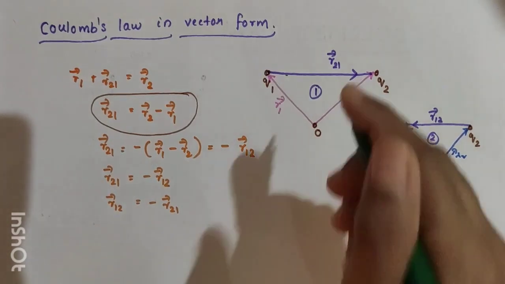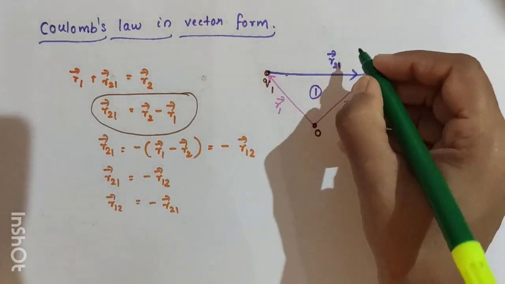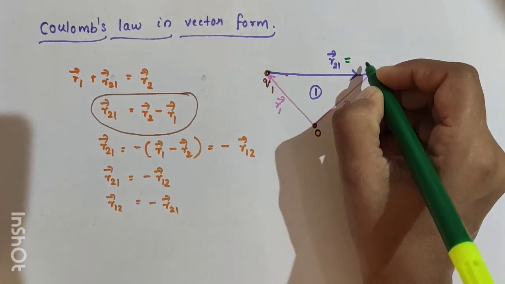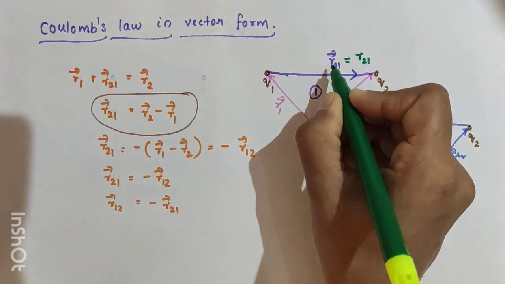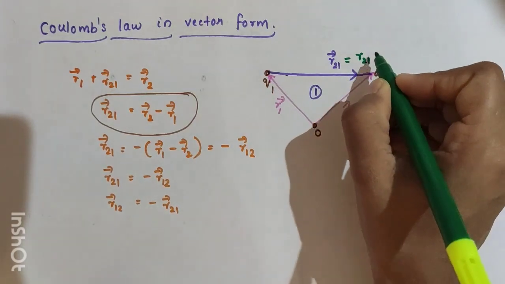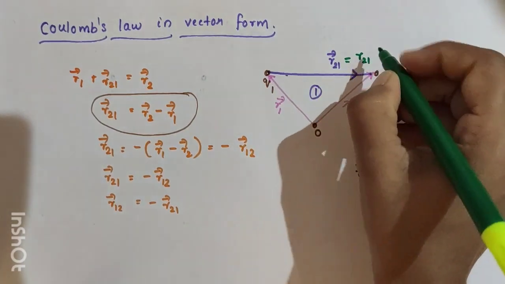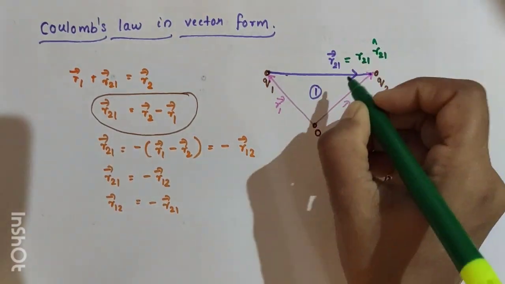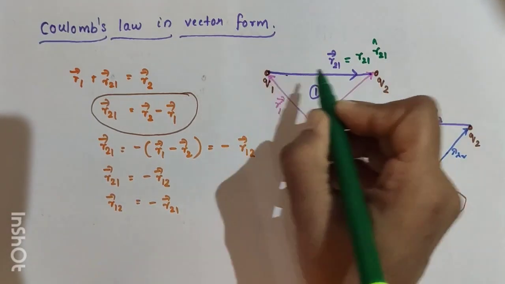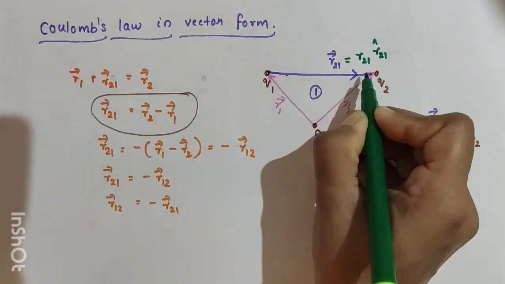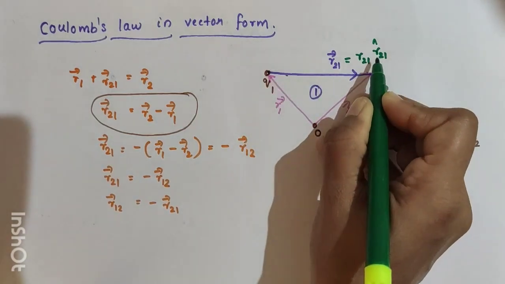Now this vector R21, a vector leading to Q2 from Q1, will have a magnitude as well as a direction. I am writing its magnitude as R21, the magnitude of vector R21. Then we have to write one unit vector here, then only it becomes a vector. I am taking that unit vector as R21 cap. R21 cap is the unit vector directed from Q1 to Q2, the unit vector which gives us the direction.